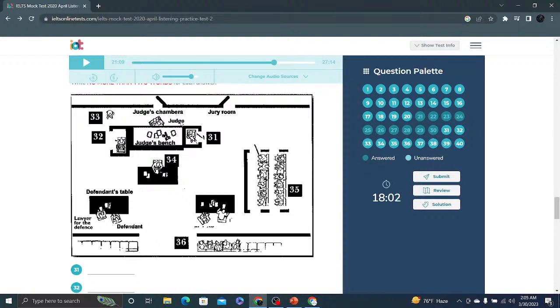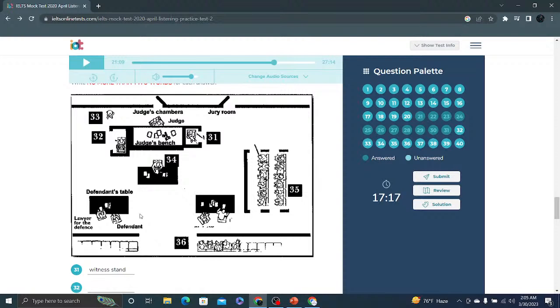Here we can see it's the judge. The judge is seated behind the elevated desk or bench, adjacent to this one. So adjacent to the bench are the witness stand. So this one, he's talking about this one. So 31 would be witness stand. Let me put it. Witness stand.